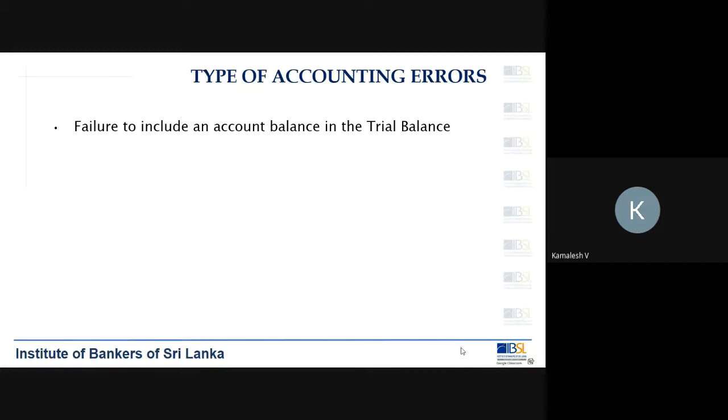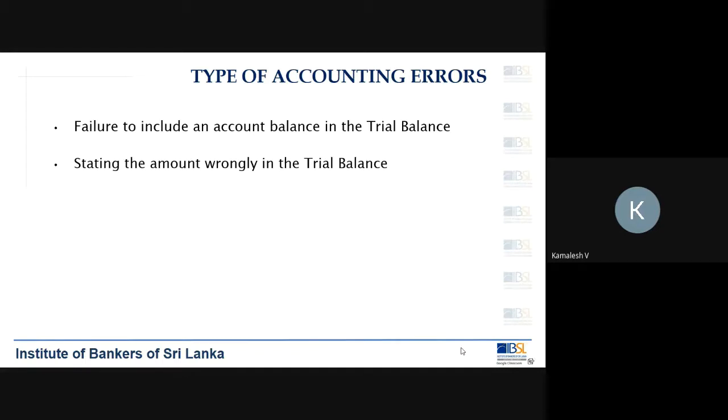Another set of errors are where you will have a failure to include an account balance in the trial balance. Now earlier you saw you extract accounts and their balances. Suppose you miss out one account, what will happen? Your trial balance will not agree, isn't it? Let's say out of the total list of accounts, you forget to take the cash account. So your trial balance will not agree.